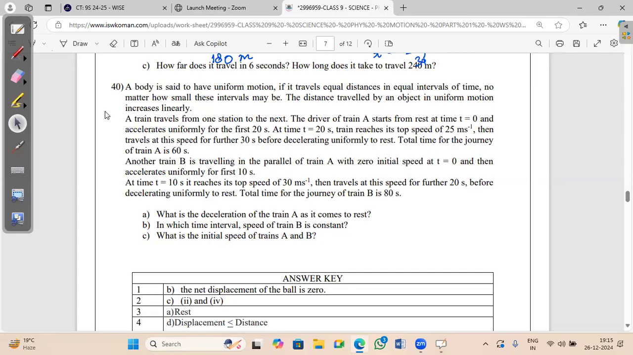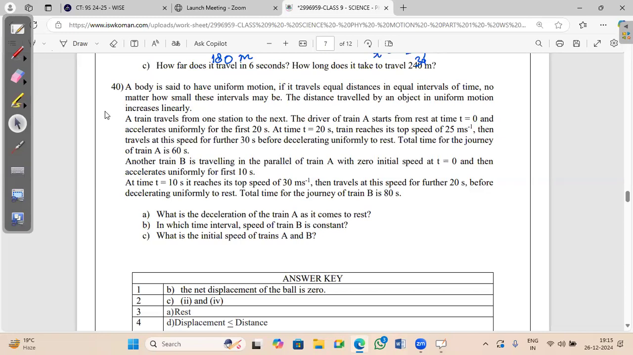Another train B is traveling parallel to train A with zero initial speed at t equals 0, and then accelerates uniformly for the first 10 seconds. At time 10 seconds, it reaches its top speed of 30 meters per second. Then it travels at this speed for a further 20 seconds before decelerating uniformly to rest. The total time for the journey of B is 80 seconds.